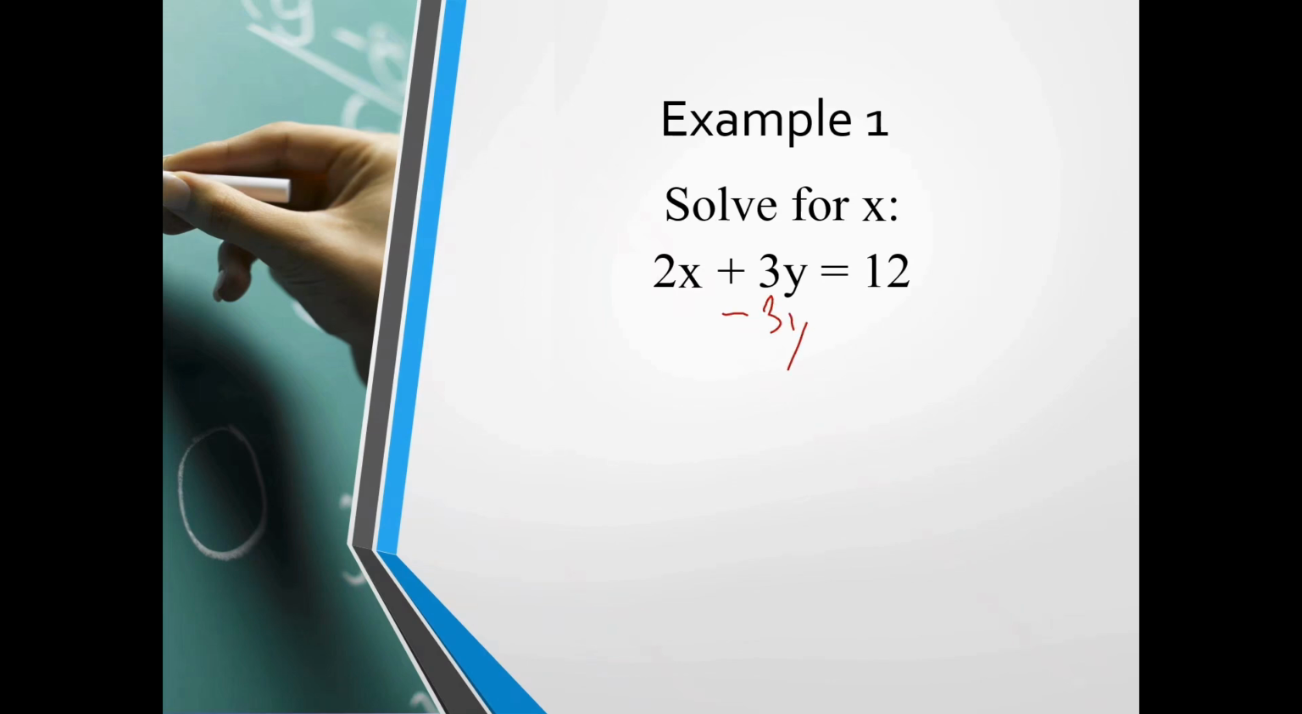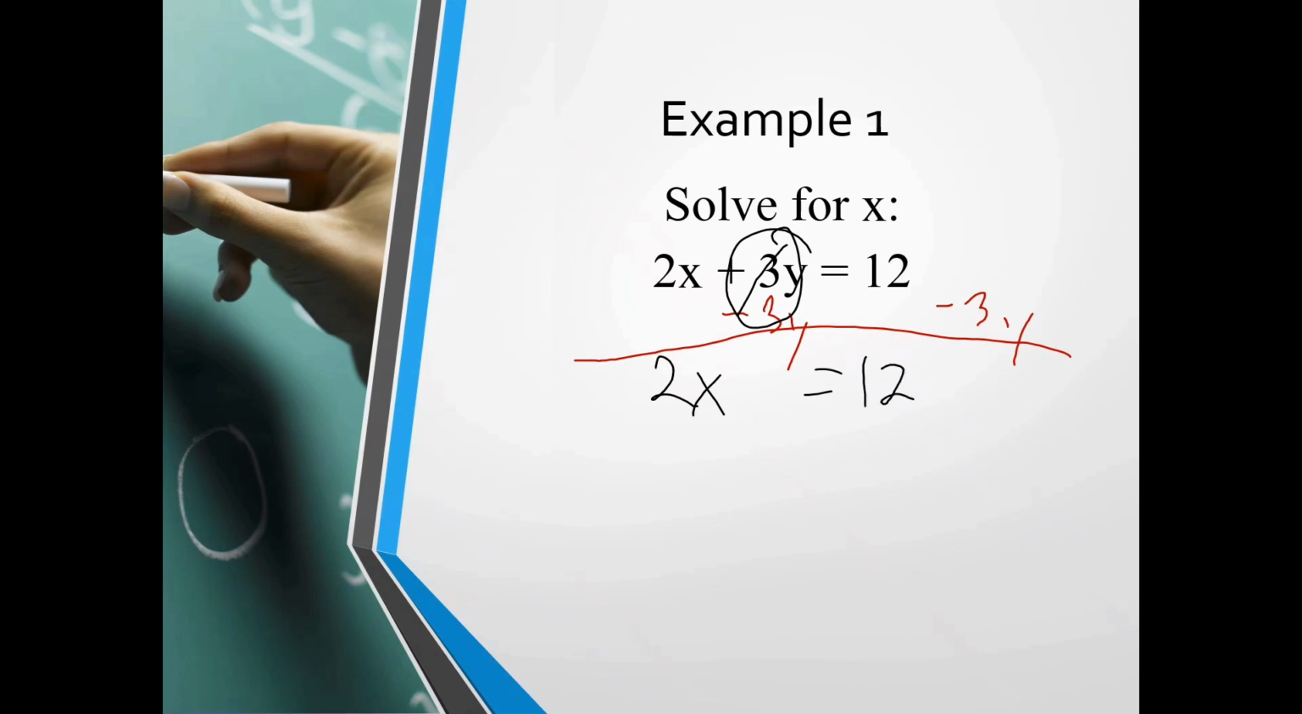And what we do to one side, we're going to do to the other side. Since this one has a variable and 12 doesn't have a variable, we're going to go ahead and put 3y on the side. Now we have 2x, 3y minus 3y gives you 0, equals 12 minus 3y.